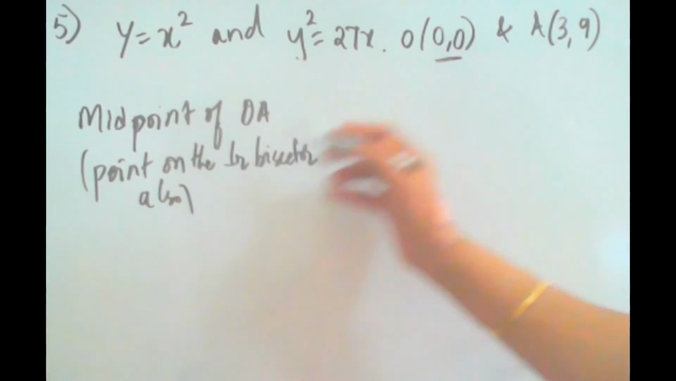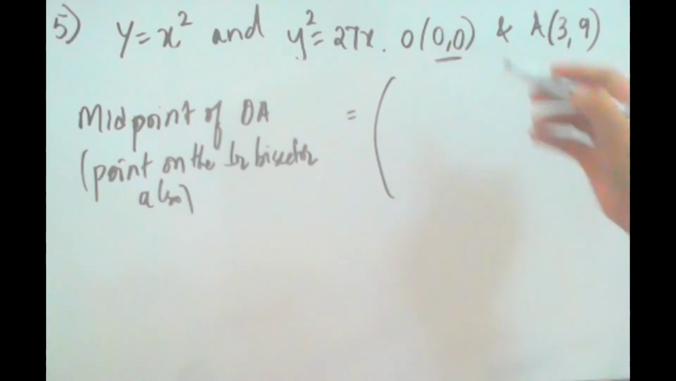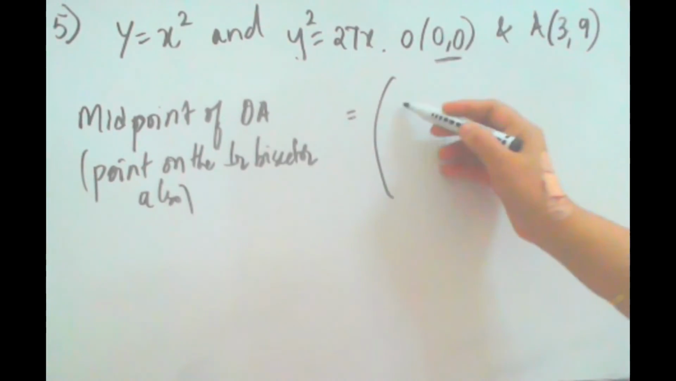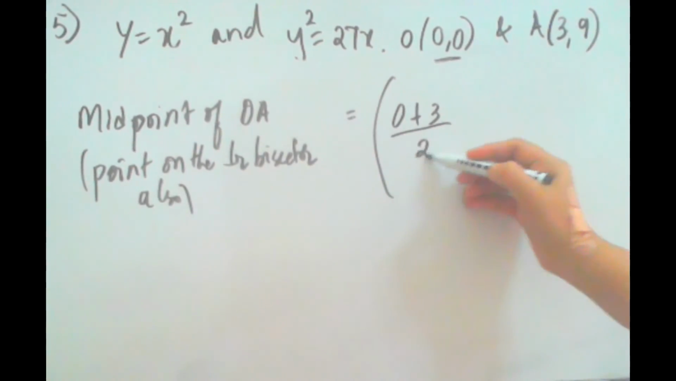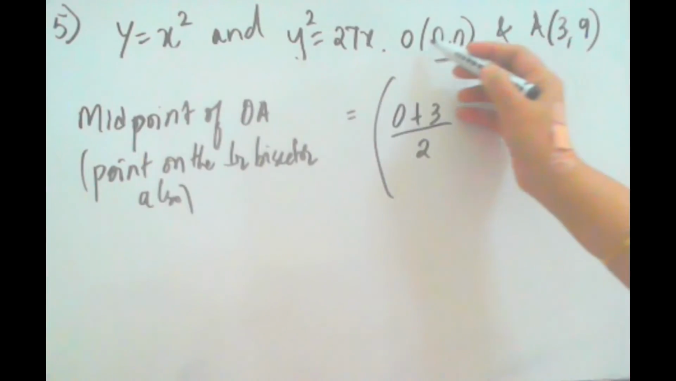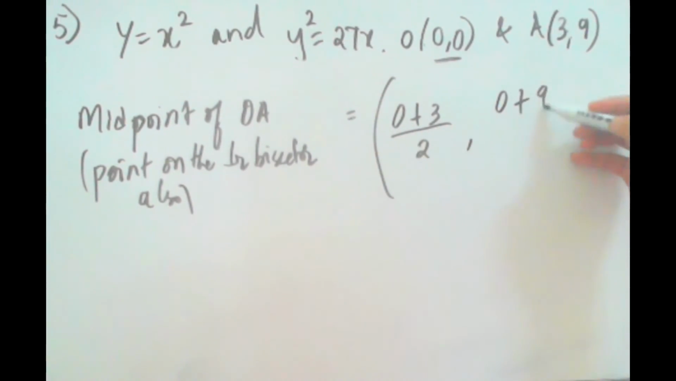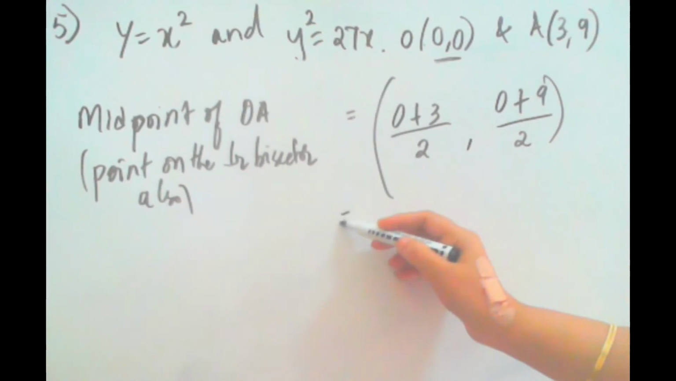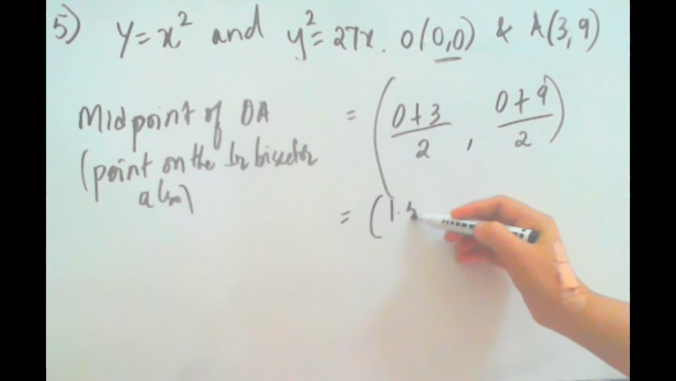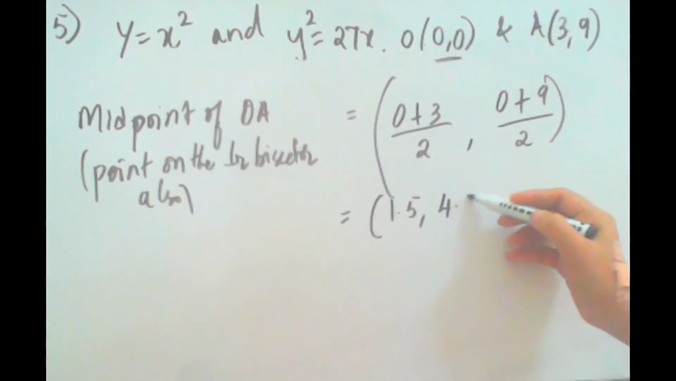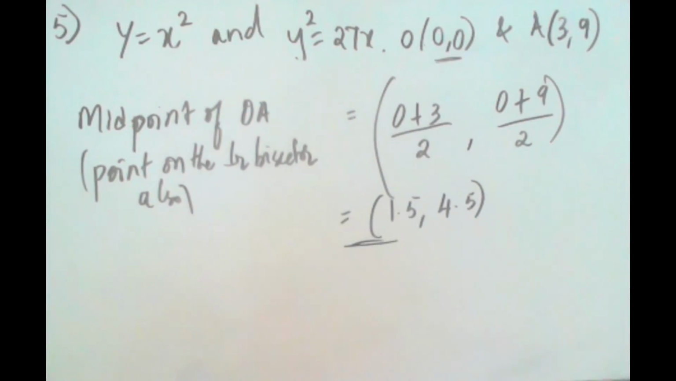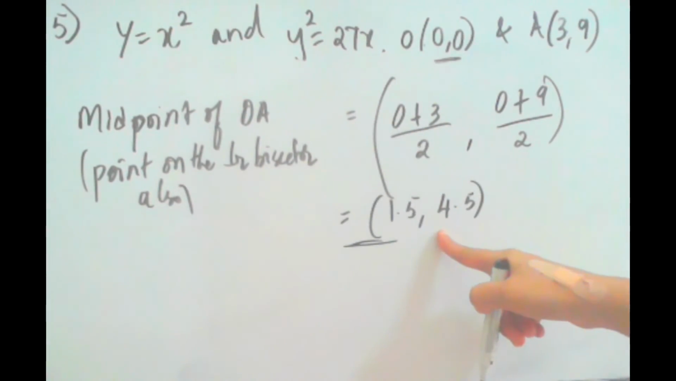The x coordinate of the midpoint is the average: 0 plus 3 divided by 2. Remember, we are finding the midpoint of O and A, so their x coordinates add and divide by 2, and their y coordinates add and divide by 2. So it is 3 by 2, which is 1.5, and 9 by 2, which is 4.5. So this is the midpoint, that is one point on the perpendicular bisector.